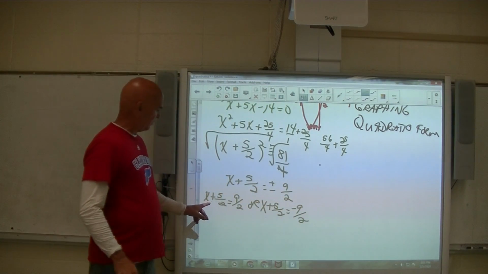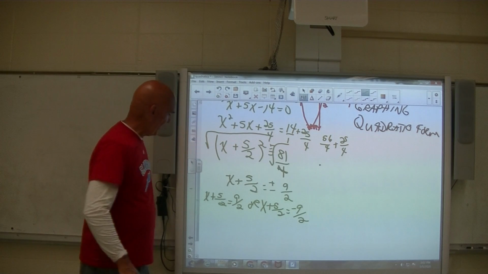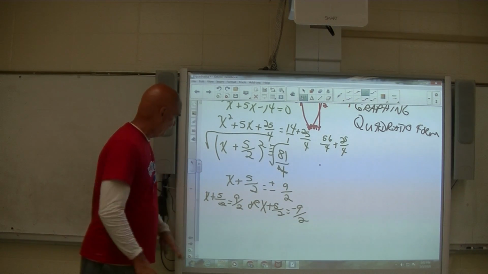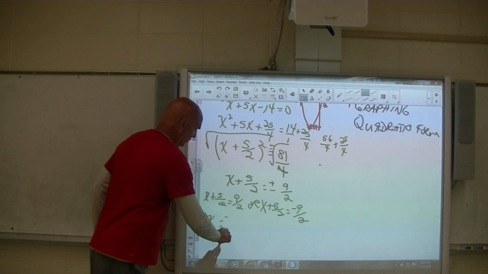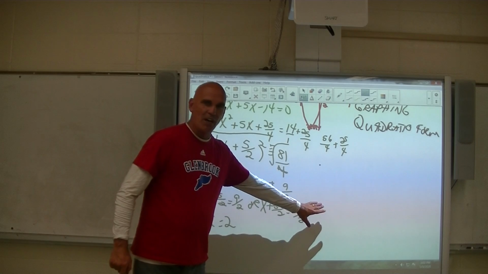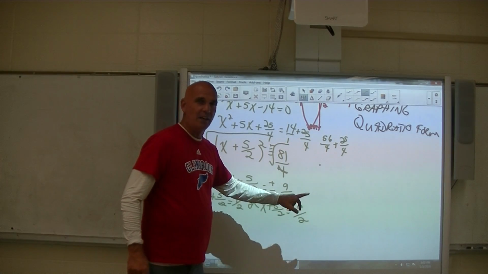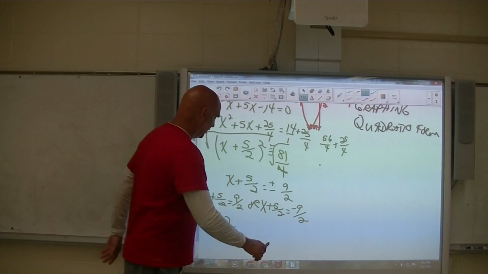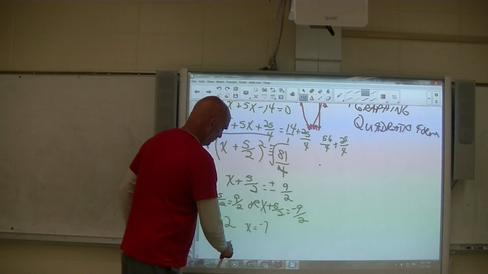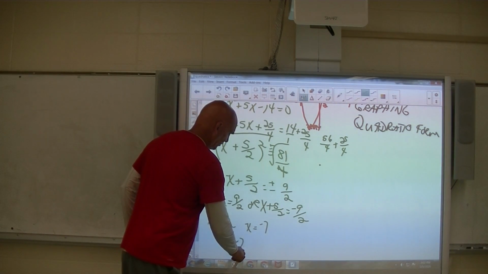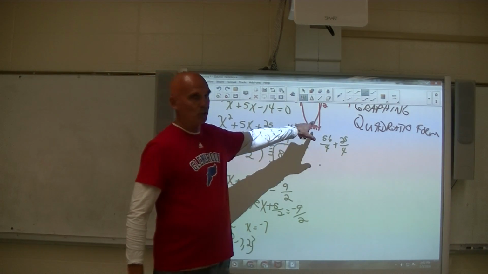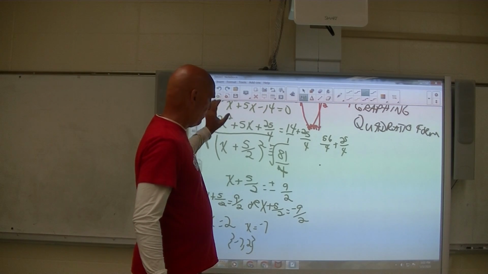And solve each one of those by subtracting 5 halves from both sides. So 9 halves minus 5 halves is 4 halves, which is 2. X is equal to 2. Here, I subtract 5 halves, and I get negative 9 halves plus negative 5 halves is negative 14 halves. Negative 14 halves is negative 7. So once again, negative 7, positive 2. Same answers that we got graphing, same answers that we got by factoring.